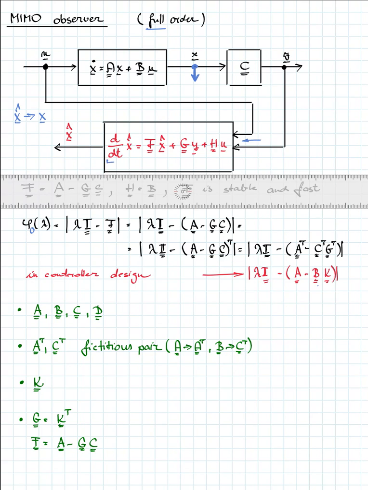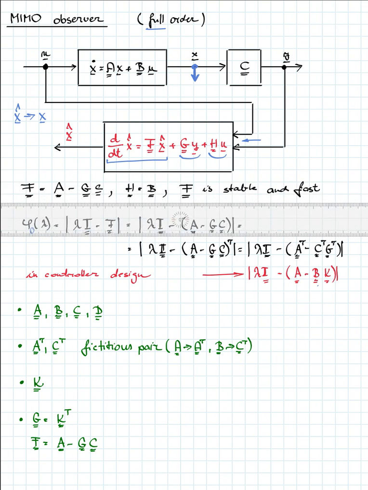The observer has three matrices, F, G, and H. This part is the dynamics, so how fast the observer is, or how stable the observer is depending on the matrix F. The other parameter matrix is G, which is with the output of the system, and the last one is H with the input of the system. So these are the three matrices that we have to design.